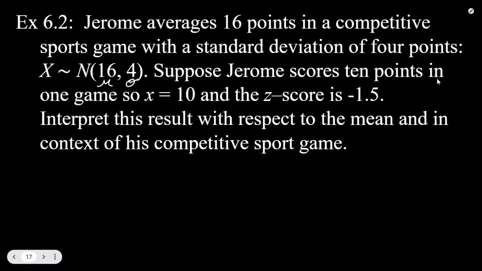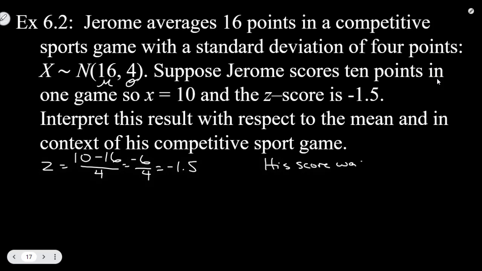We could do that. It would just be the z-score is 10 minus 16 divided by 4. That's negative 6 over 4, which is negative 1.5. But it's given to us, so it's right there. Interpret this result with respect to the mean and in the context of the competitive sports game. So that means his score was 1.5 standard deviations below his average.